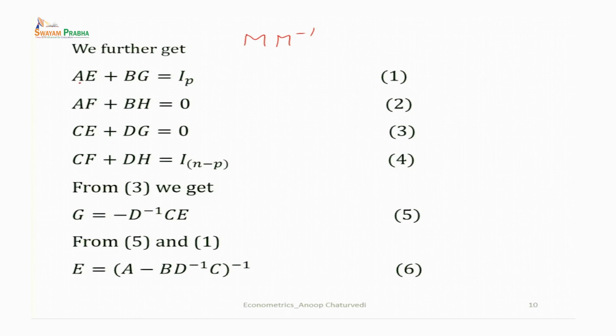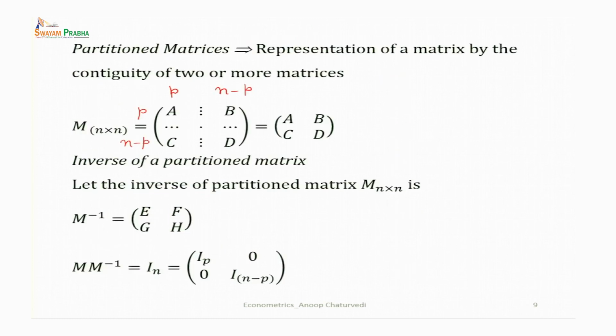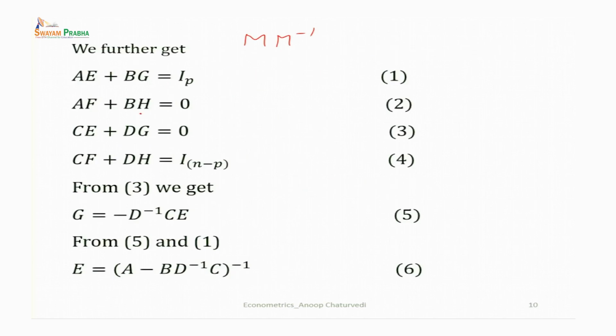So, we obtain A E plus B G equal to I p. We simply multiply this matrix by M inverse. So, we get A into E plus B into G equal to I p. Then we get A into F plus B into H. This will give you 0, A F plus B H equal to 0. Similarly, you get C E plus D G equal to 0 and C F plus D H equal to I n minus p. And basically, your objective is to obtain the values of E, F, G, H.